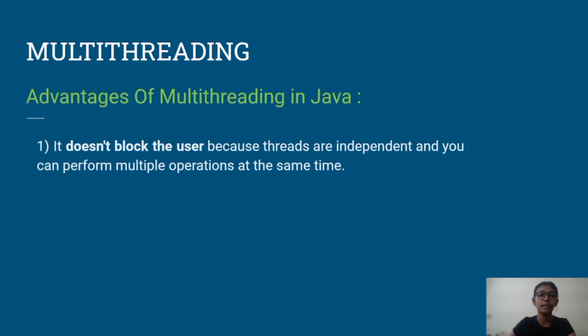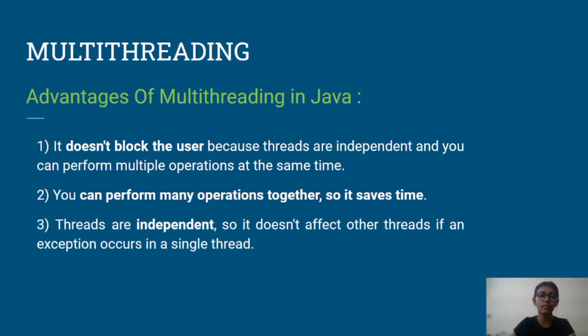Next, see the advantages of multithreading in Java. It doesn't block the user, because threads are independent and you can perform multiple operations at the same time. You can perform many operations together, so it saves time. Threads are independent, so it doesn't affect other threads if an exception occurs in a single thread.